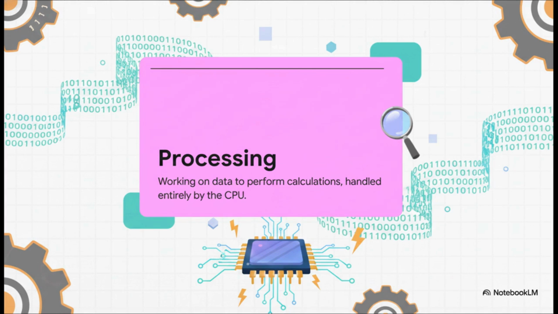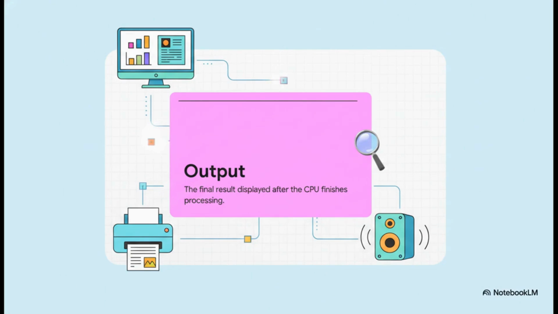And this heavy lifting is handled entirely by the CPU, the central processing unit. It's basically the brain of the whole operation, doing the critical work behind the scenes. Finally, we hit output. This is the result of all that hard work the CPU just did. When it finishes processing, it has to give the result back to you. Usually, you're going to see this pop up right on your monitor, maybe printed out on physical paper by a printer, or even hear it as sound coming through a speaker.